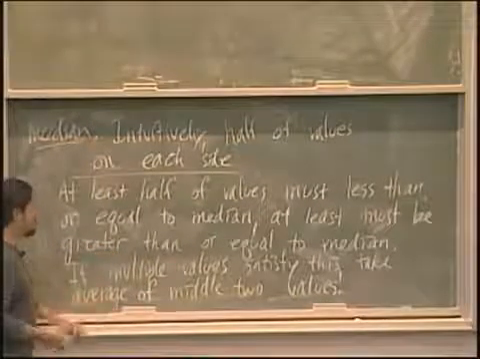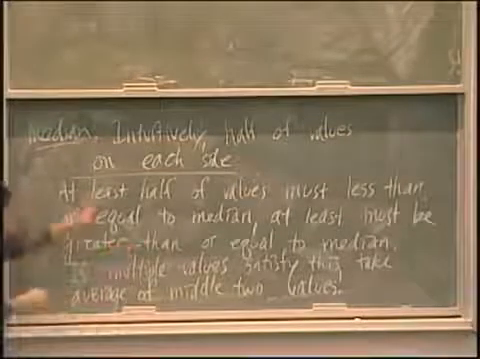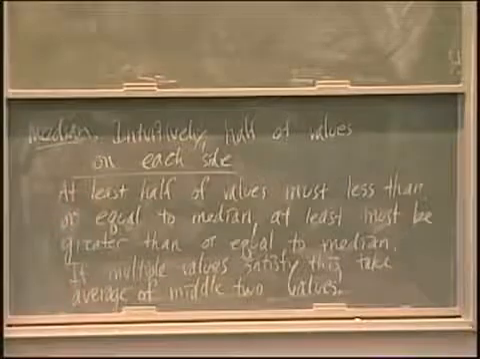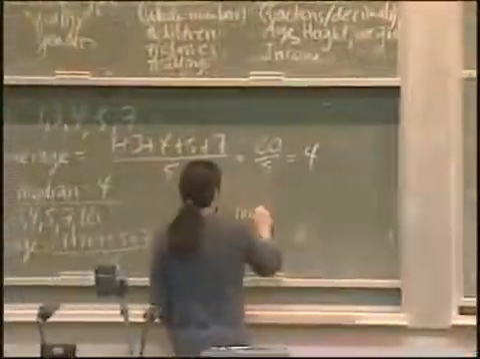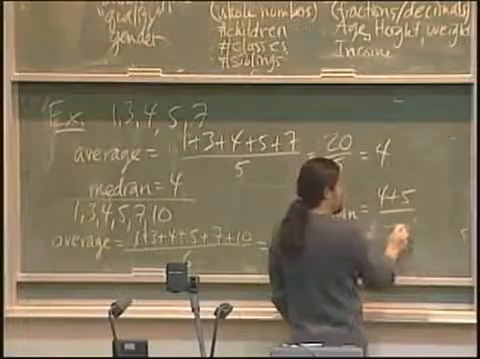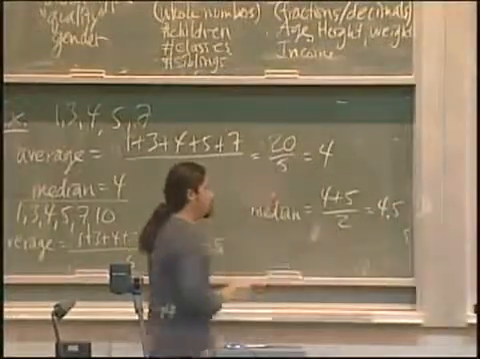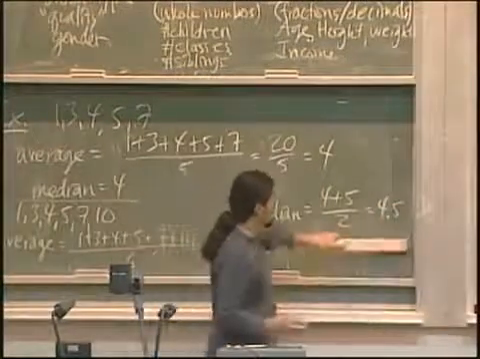So that's why I have this part. Anything between 4 and 5 would work. So if multiple values satisfy this part, take the average of the middle two values. So the median is 4.5 here. Take the middle two values, divide by 2, 4.5. Okay? So that's why I need that last bit.